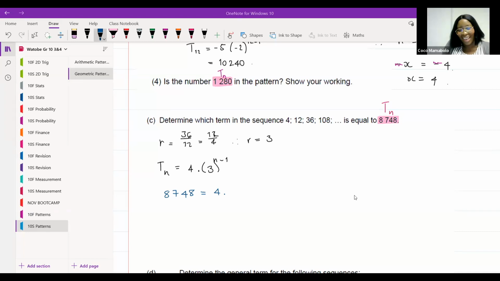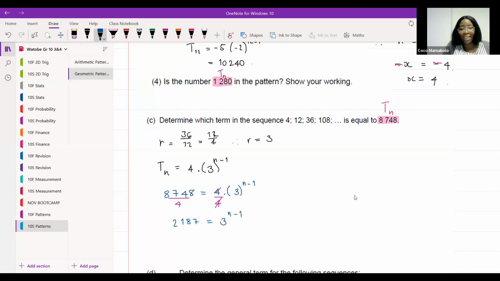It's multiplied by 3 to the power of n minus 1. My first step is going to be to divide both sides by 4. Now, if I take 8748 and divide it by 4, I'm going to get 2187. So I'm going to get 2187 is equal to 3 to the power of n minus 1.